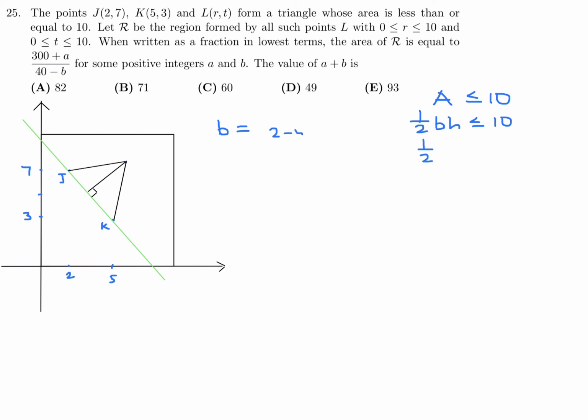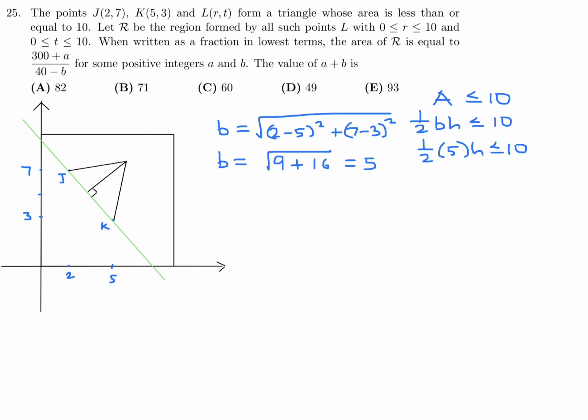So that would be the square root of (2 minus 5) squared plus (7 minus 3) squared. Okay, so 2 minus 5 is minus 3, squared, 9. 7 minus 3 is 4. 4 squared is 16. So that looks like root 25, and therefore b is 5. Okay, great. So I did get one of those. So that means 10 times 2 is 20. 20 divided by 5 is 4. So h has got to be less than or equal to 4. Okay, great. So that means this height has to be less than or equal to 4.